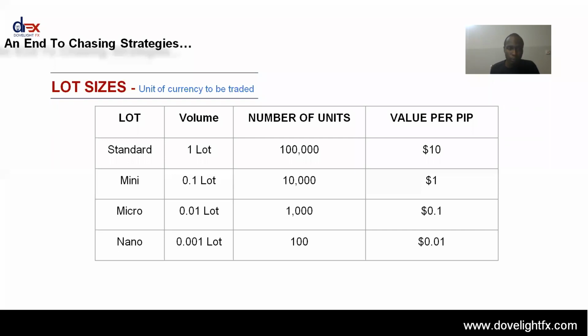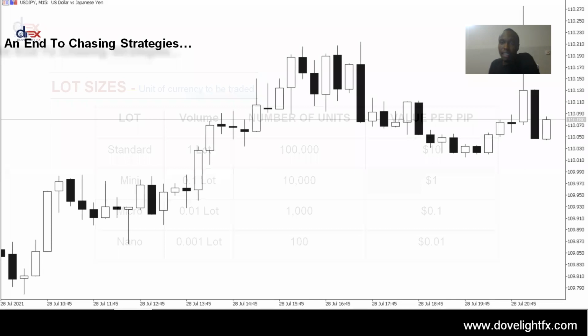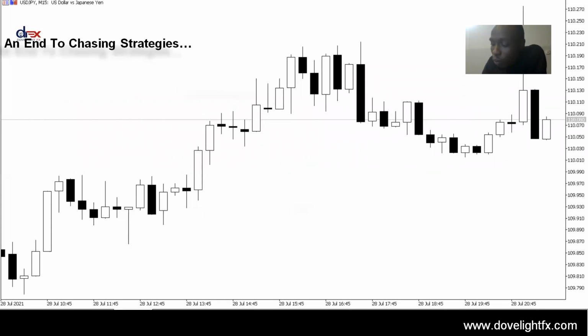In terms of volume, in our MT4, when we are trading, 100,000 units of this currency means one lot size, which is a standard lot size. 10,000 units of a certain currency is 0.1 lot size, which is a mini lot size, and 1,000 units of a currency is 0.01 lot size, which is a micro lot size.